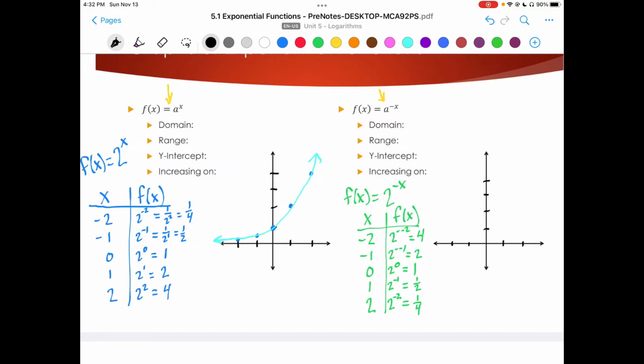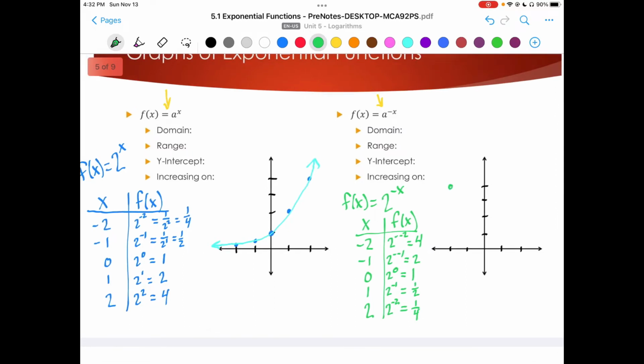All right, so at -2, I am all the way up here at 4. At -1, I am at +2. When x is 0, I'm at +1. When x is 1, my value is at 1/2. And when x is 2, my value is then at 1/4. Okay, so I'll go ahead and fix that a little bit. Nice graph there going on forever that way.